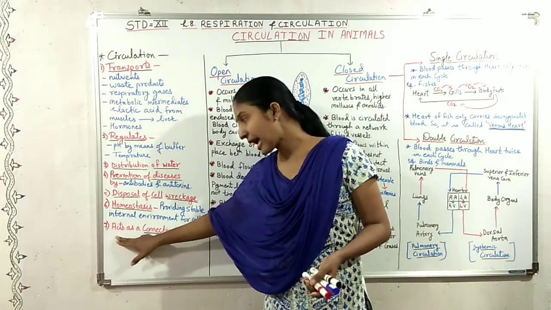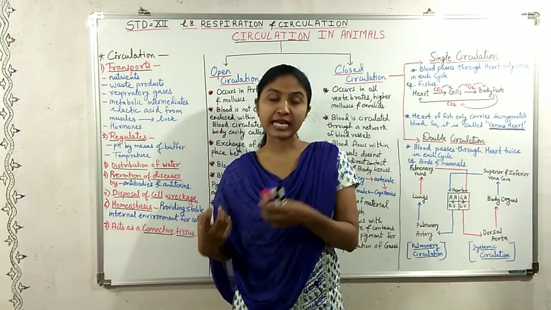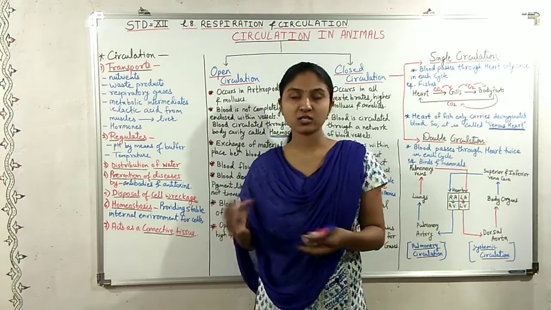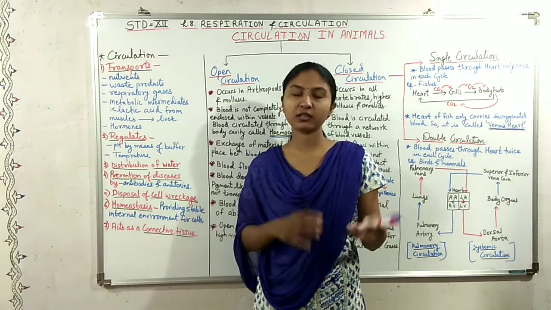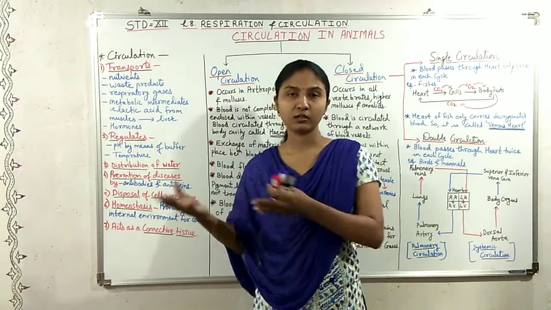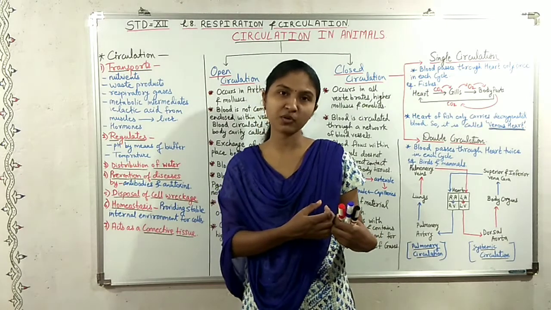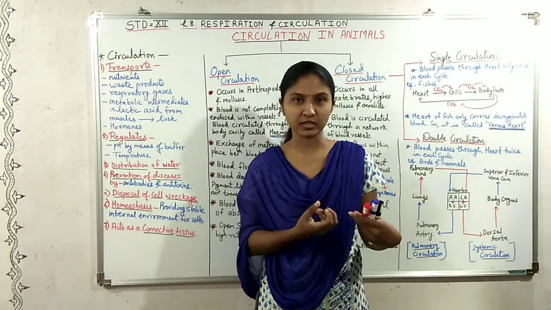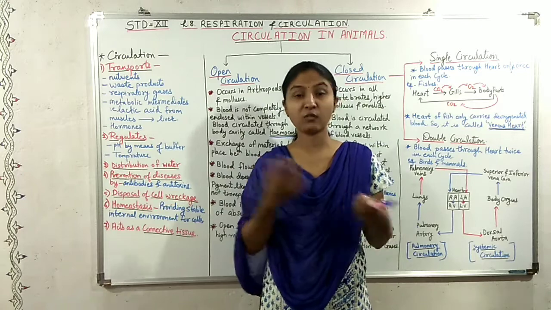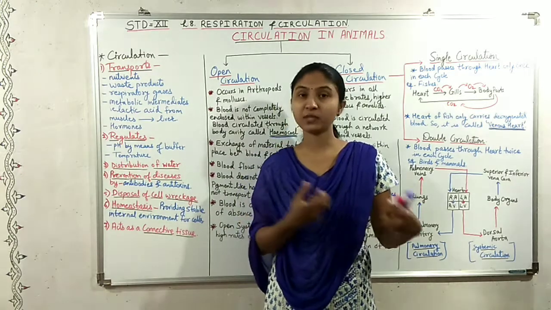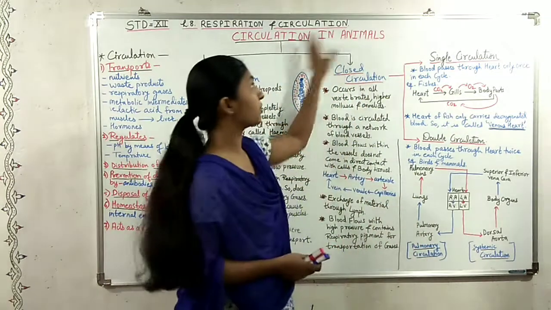Next is it acts as a connective tissue. It acts as a connective tissue between the cells, between the body parts. Each and every cell, it connects the cells with each other. As we have seen, the nutrients are transported from one cell to another. So how are these nutrients transported? There is something in between them that transports it, right? So that is the blood. It acts as a connective tissue. It connects one cell to another cell, one tissue to another tissue, one organ to another organ. So that's why it is called the connective tissue. So this is the circulation in animals.